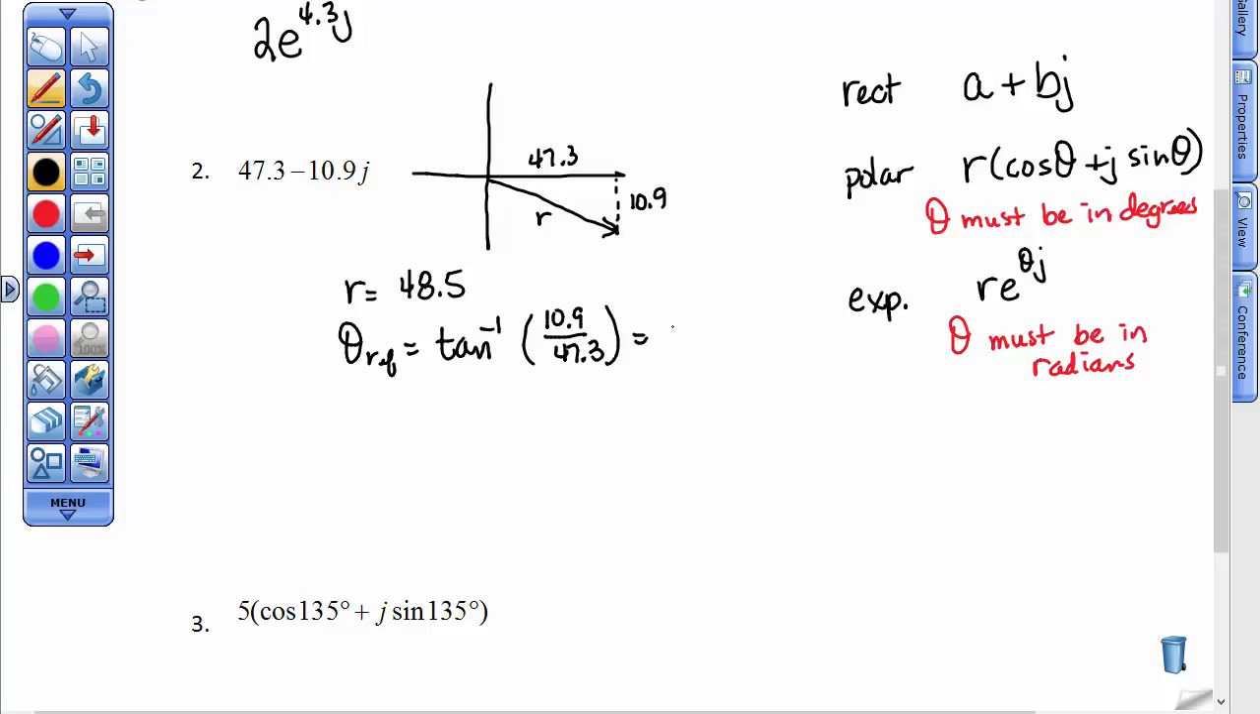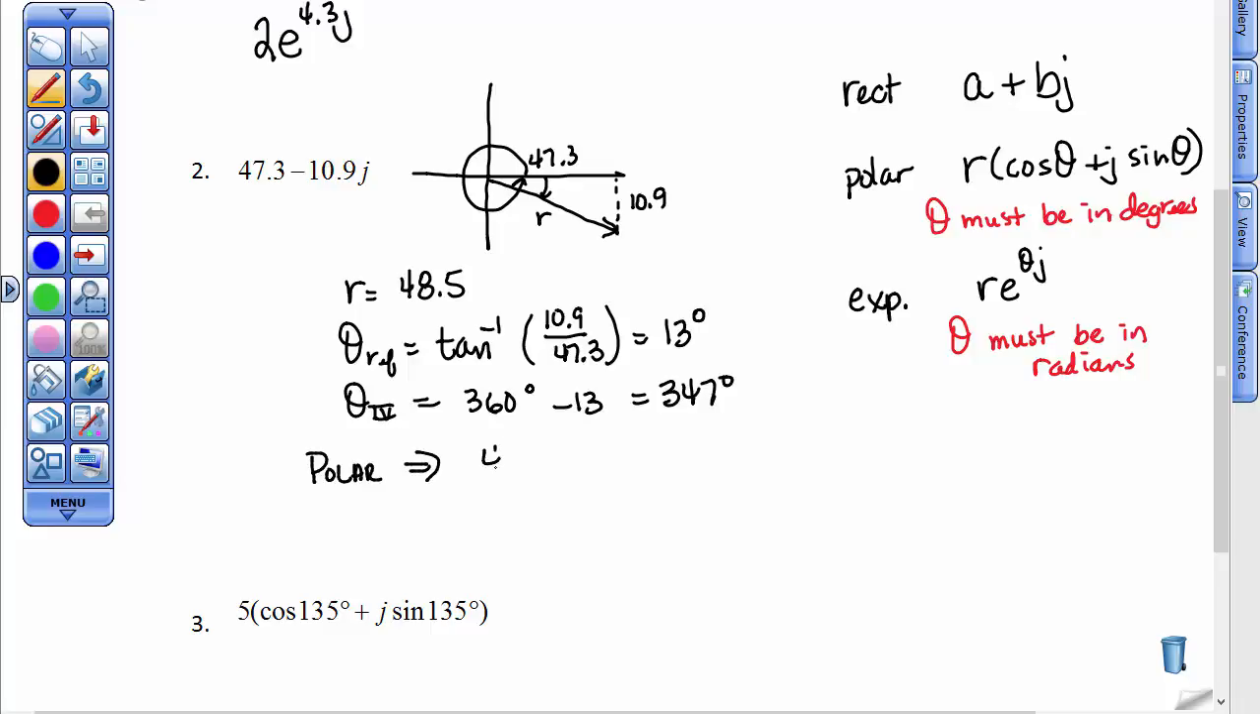Your reference angle, by taking the inverse tangent of the 10.9 divided by the 47.3, is going to be really close to 13 degrees. If you don't mind, I'm just going to round it to 13 degrees. Because you know this is in the fourth quadrant, you're going to take 360 and subtract that reference angle to get your fourth quadrant angle. So 360 minus 13 is going to give you 347 degrees. That would allow us to right now stop and just go ahead and say that in polar form, this complex number is 48.5 at an angle of 347 degrees.